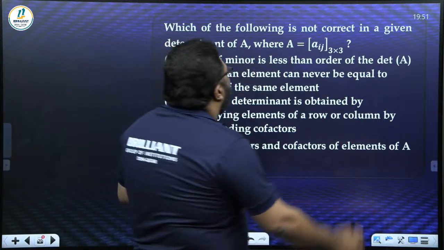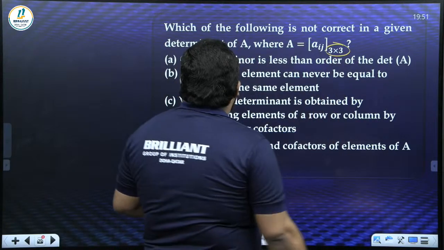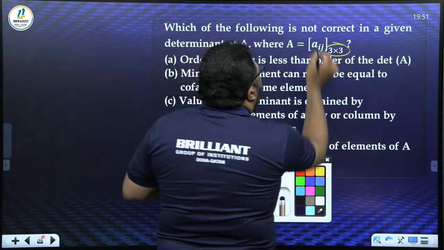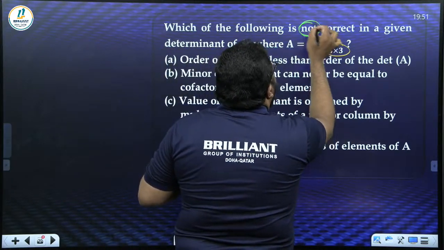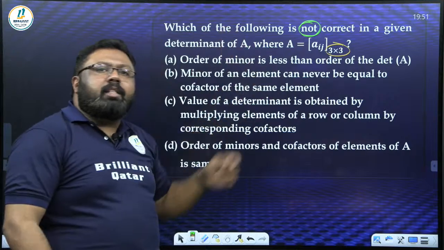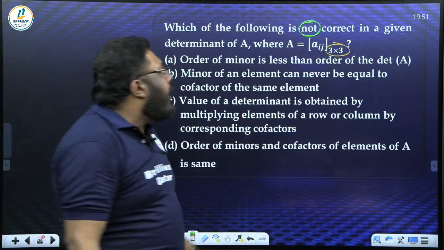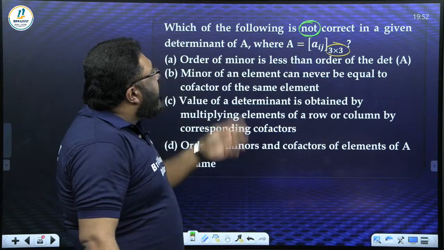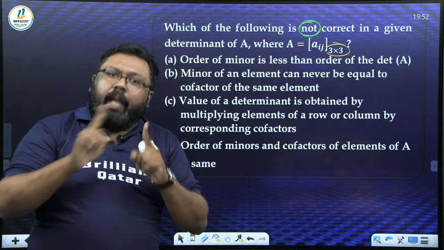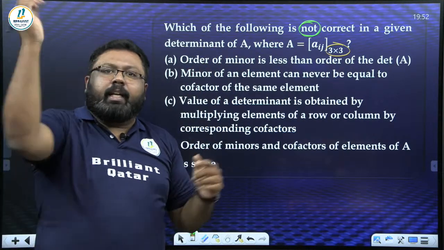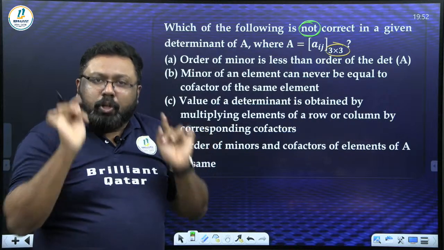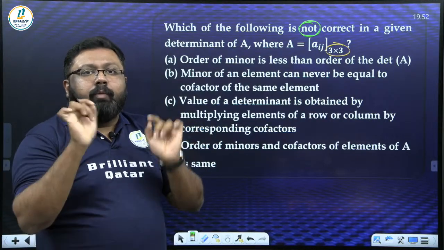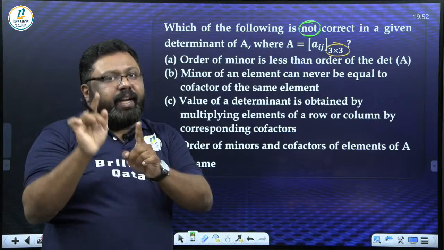A is a 3 by 3 square matrix. Which of the following is not correct? This is the dangerous thing. Many students read the question so fast that they do not see this word, and in most cases they'll say it is correct, option A would be a correct answer, and you will tick and go. Again gone. So please read the question. Statement based questions, which of the following is not correct, are very dangerous.